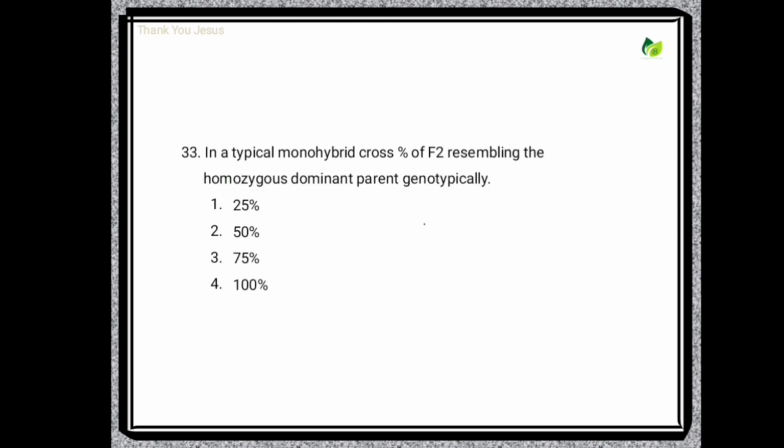In a typical monohybrid cross, what percentage of F2 resembles the homozygous dominant parent genotypically? Okay, as I told you for the 31st question, the same answer applies here. So 25% is the correct answer.